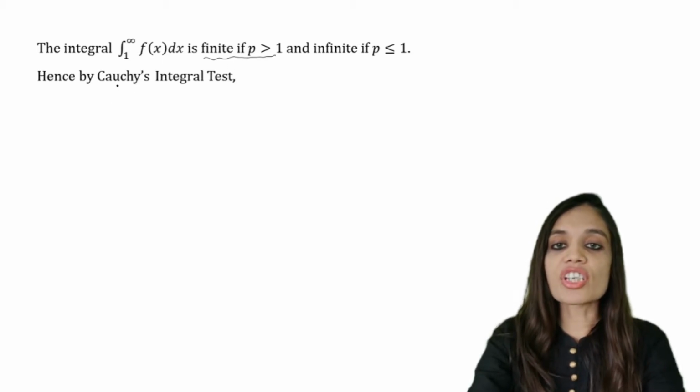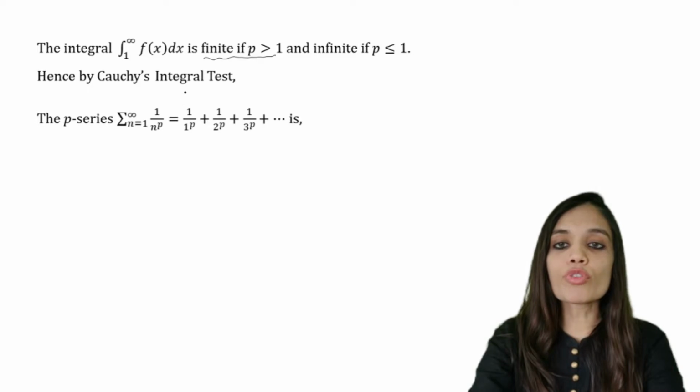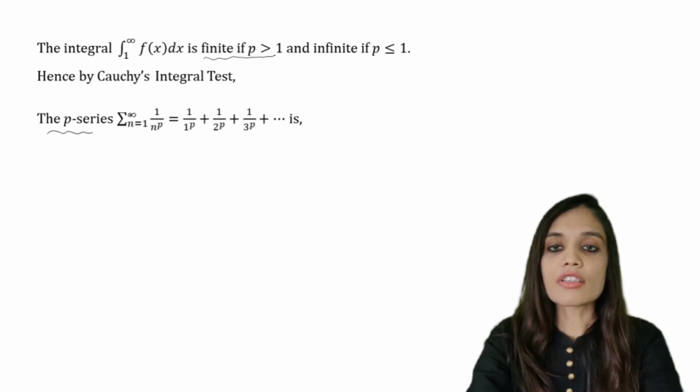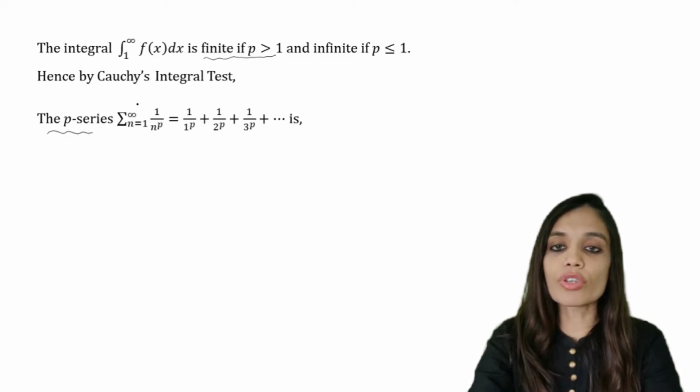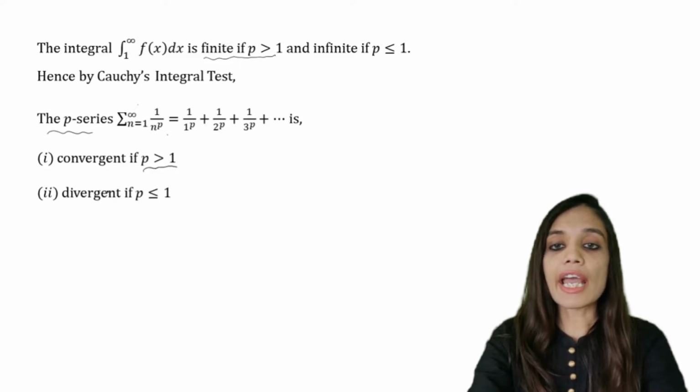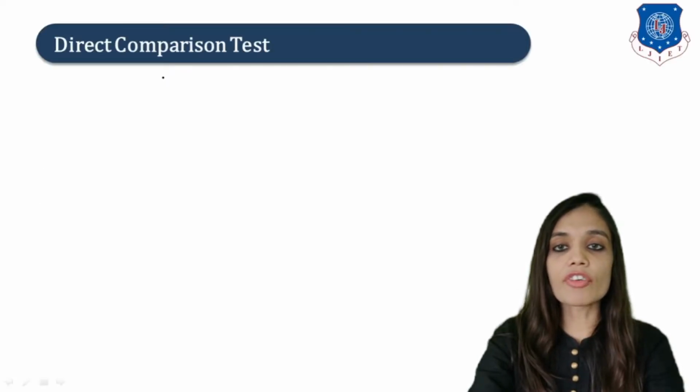So by Cauchy's integral test, we have proved that the P series summation n is equal to 1 to infinity 1 upon n raised to p is convergent if p greater than 1 and divergent if p less than or equal to 1. Okay, now let us study one more test which is known as the direct comparison test.